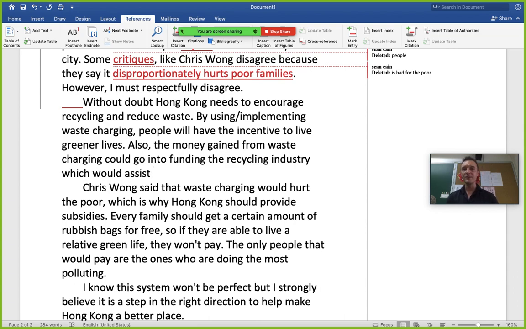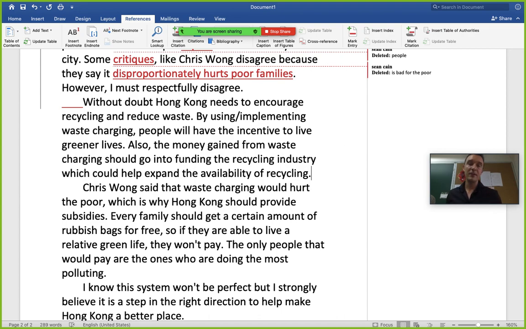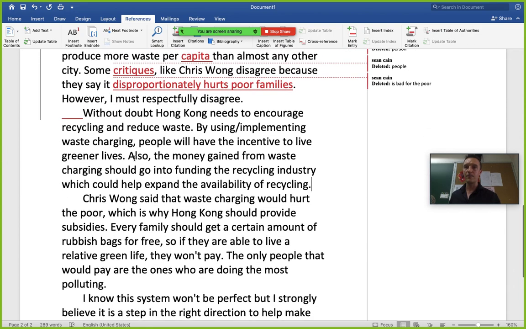Well, we could say assist the industry further, but okay. I know that it would be confusing for you, a recycling industry. How about here, instead of could, I just realized should. You know, that's another argument. People might say, oh, we don't want taxes. They'll spend them the wrong way. Well, we could say it should go to funding the recycling industry, which could help expand the availability of recycling. Because in Hong Kong, there's a lot of places you just can't recycle at, or you can't recycle materials.